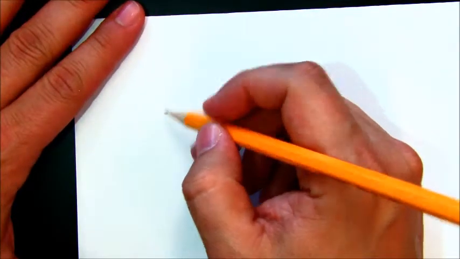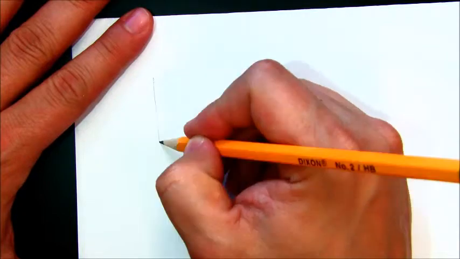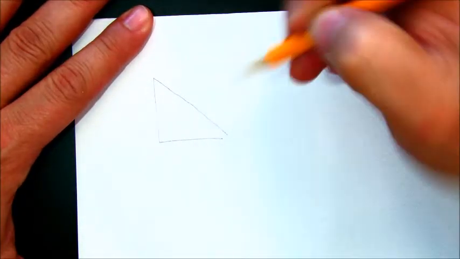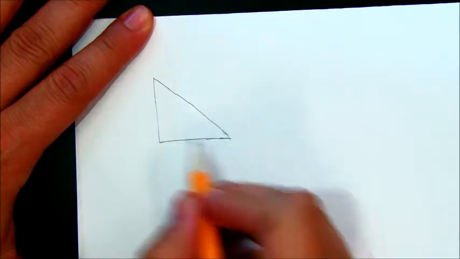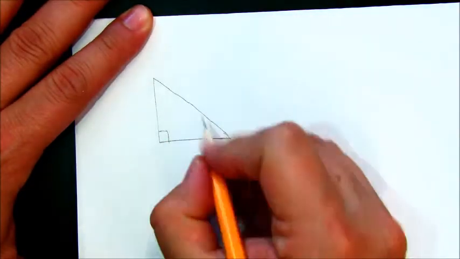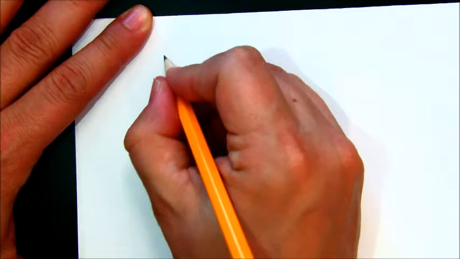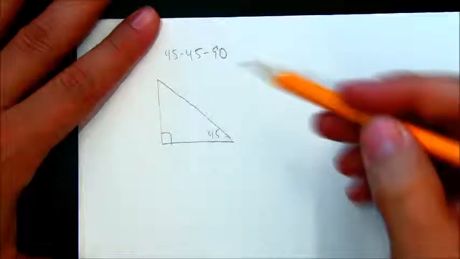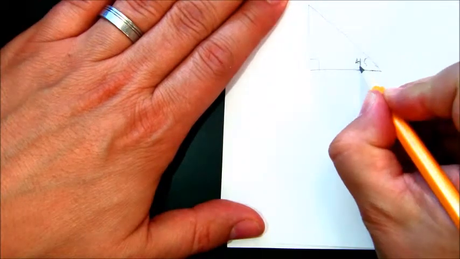This is the first in a couple of series of videos I'm going to make about special right triangles. We have two kinds of special right triangles that we usually talk about. One is an isosceles right triangle, or what's called a 45, 45, 90 right triangle. So, 45, 45, 90 right triangle.